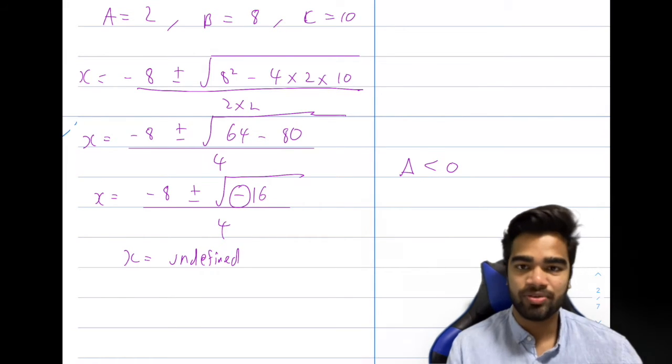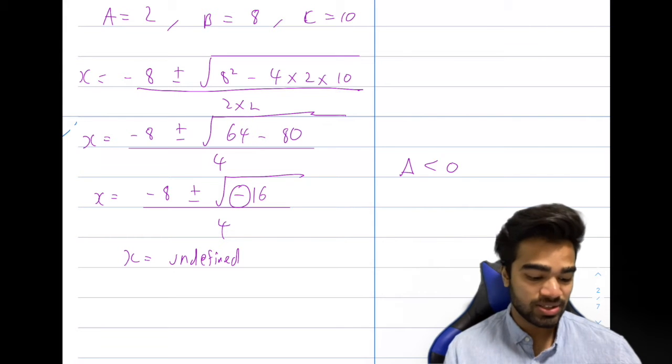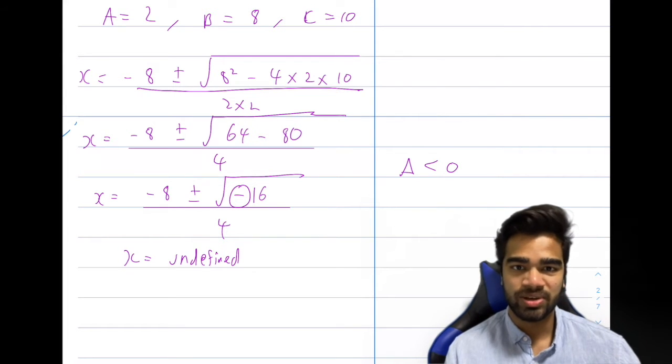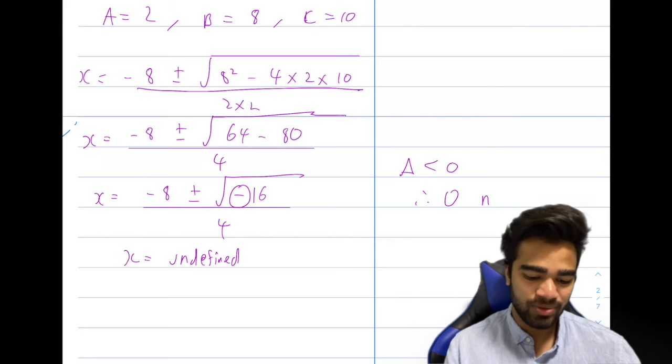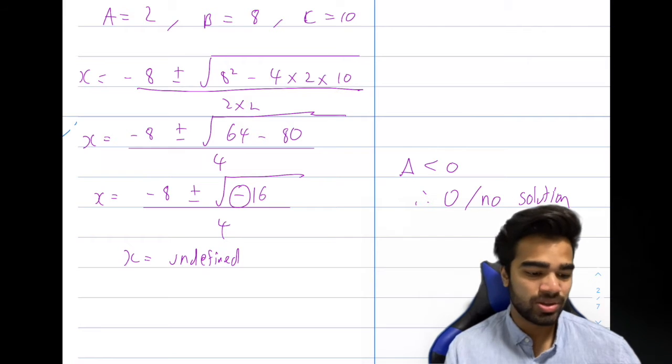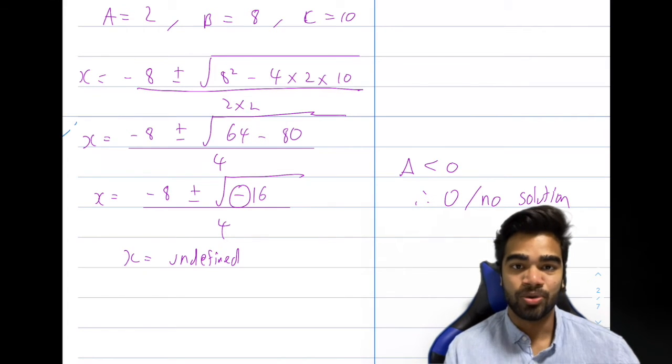Because of the square root of a negative number, it doesn't make sense. So if our solution is undefined, how many solutions do we have? Well, 0. We have no solutions. Okay, so we just looked at all three of the different rules of discriminant.